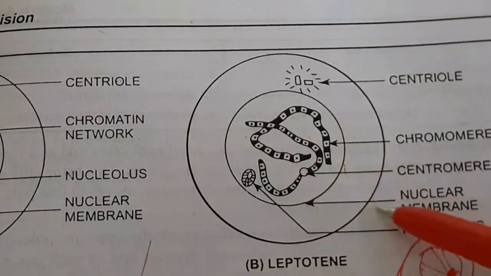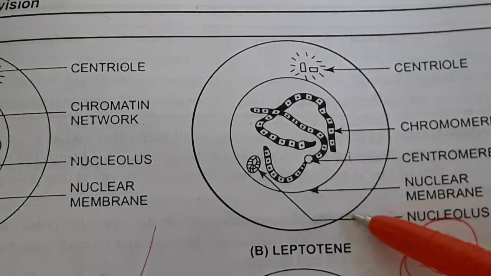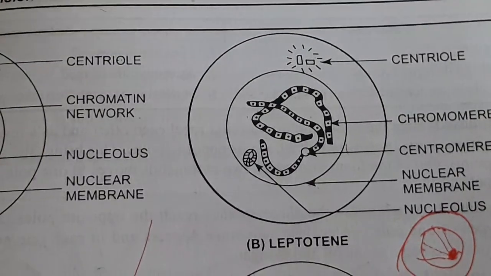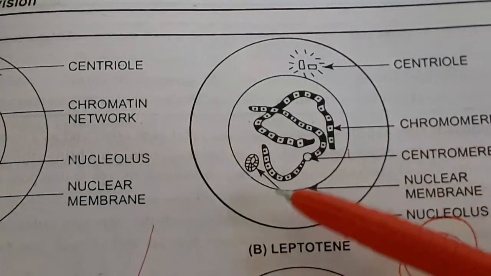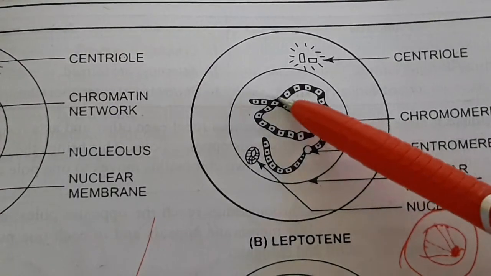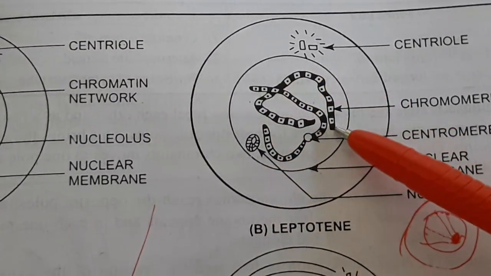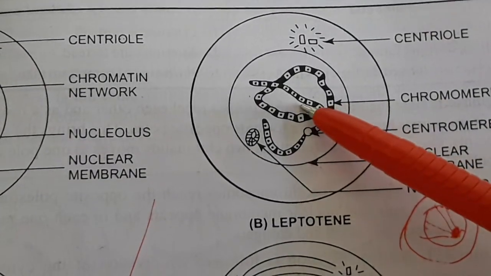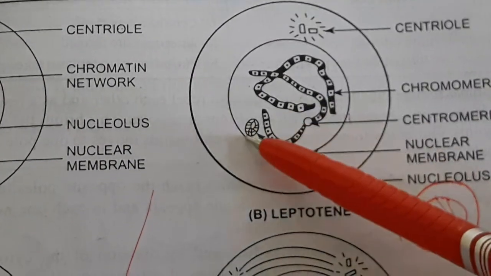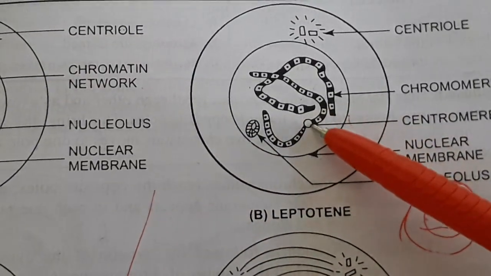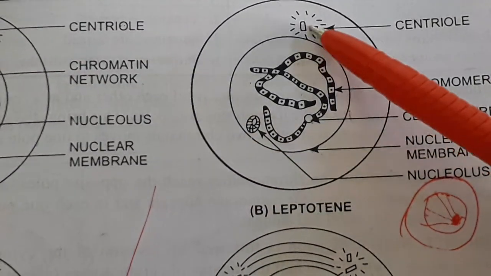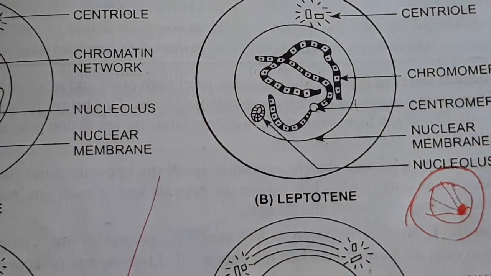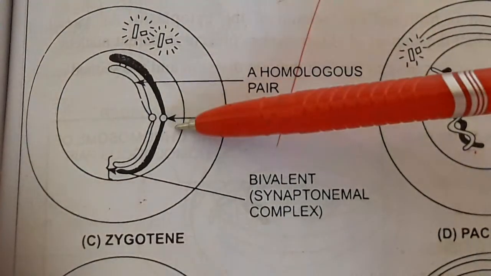So this is the first substage, that is leptotene. Here the chromatin material condenses to form the homologous pairs. Okay, now you can see this is the chromosome. This thread consists of two different chromosomes, that is, homologous pairs are present here, which are arranged in the form of bead-like structures. This is the nucleolus and this is the centromere. Now these are the centrioles which are forming the rays. Now this is immediately followed by the zygotene stage.